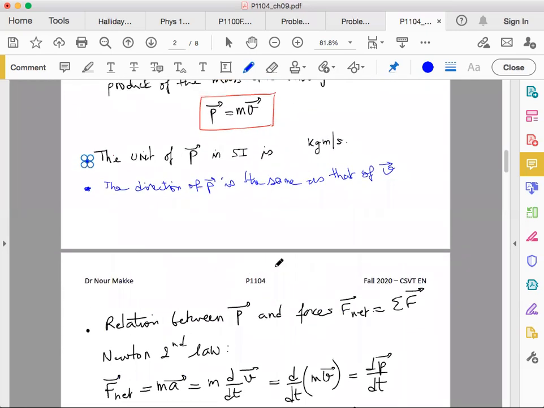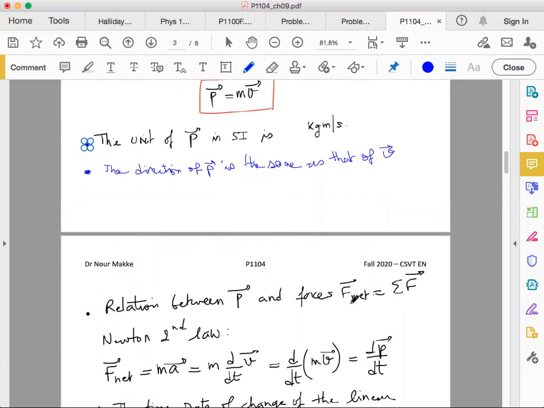So, can we find now a relation between the momentum, linear momentum p, and the forces acting on the system? Let's try to do so.